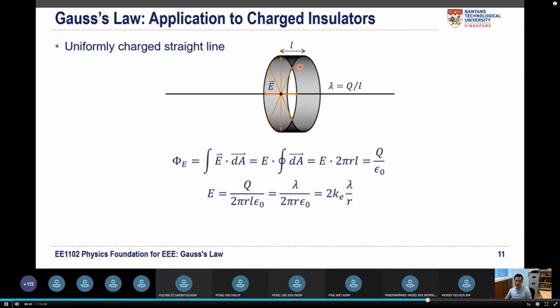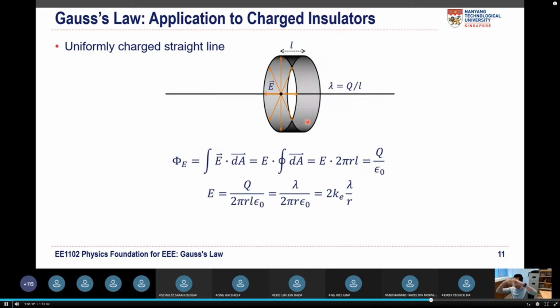So then it becomes very easy to calculate the flux. Is there any flux through these circles? No, because there are no horizontal components of the electric field. There are only the radial components coming out in the radial direction from the line. So there will only be a non-zero flux through this curved surface.